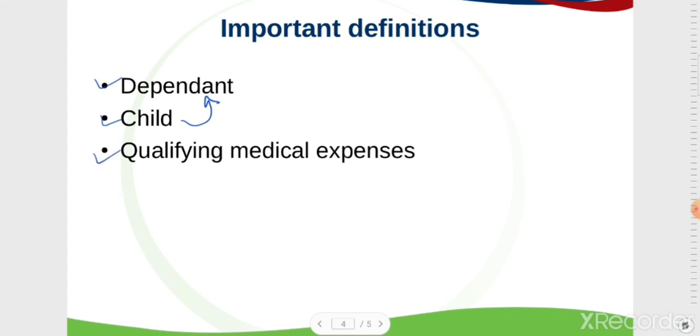Then you also need to know the definition of qualifying medical expenses, because that is important in determining whether the person can claim a Section 6B rebate. It must be for qualifying medical expenses.